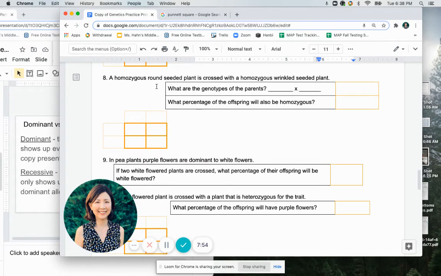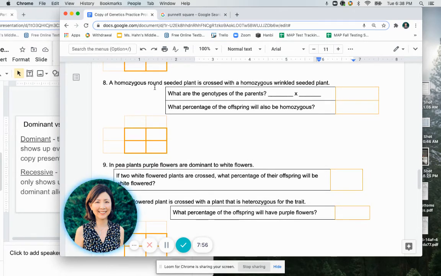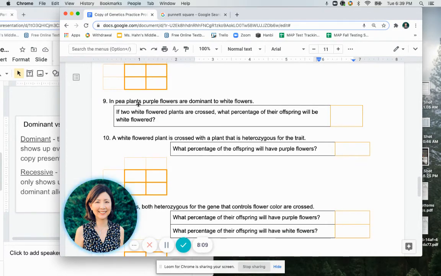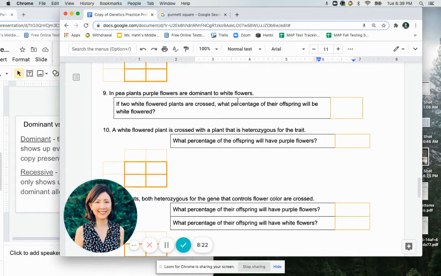So remember, round is a big R. So if it's homozygous round, normally round could be big R, or big R, little r, but if it's homozygous round, we know it's big R, big R. Okay, here it's saying pea plants are purple. In pea plants, purple flowers are dominant to white. So we know that our alleles are going to be big P for purple and little p for white.